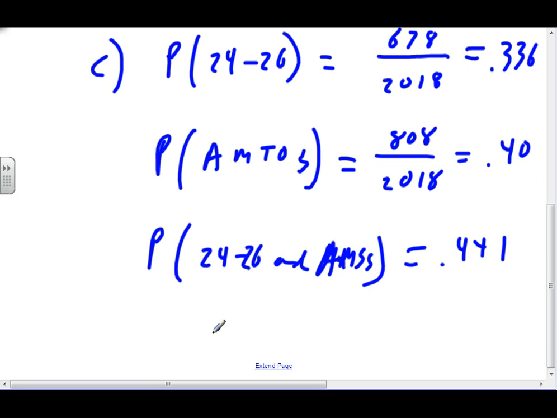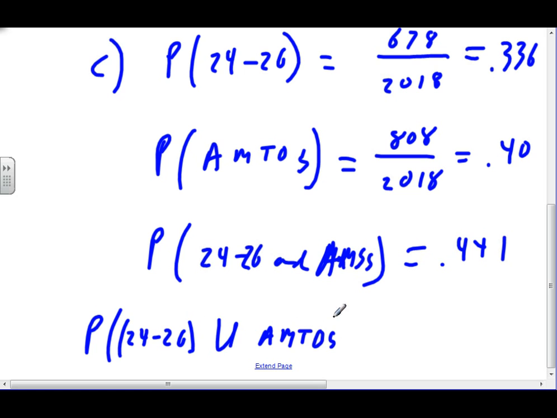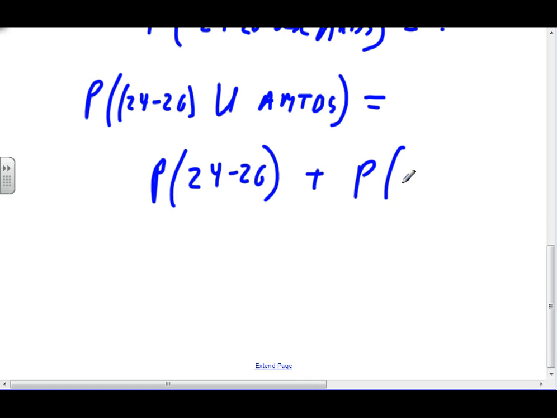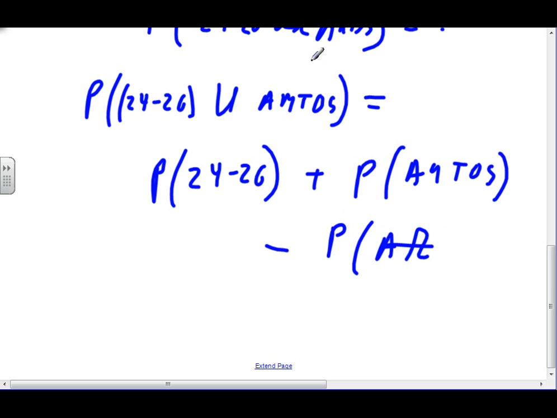All right, so now that I have everything I think I need, the probability of 24 to 26 union applied more than one school equals the probability of being 24 to 26 plus the probability of applying to more than one school minus the probability of the intersection of 24 to 26 and applied for more than one school.